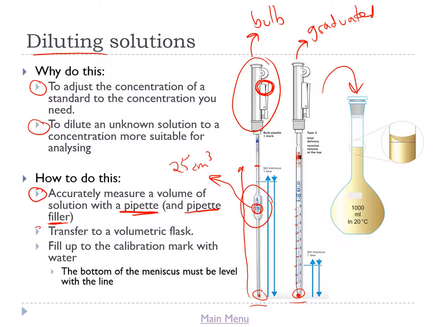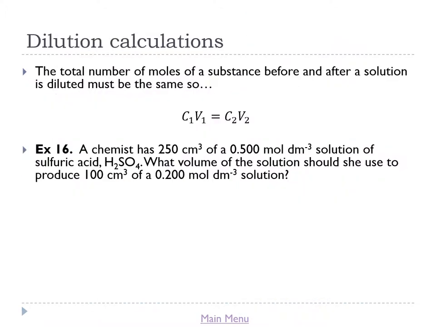Then, once the stuff is in the volumetric flask, you'll fill the volumetric flask up with water up to the calibration mark. Volumetric flasks have a little line about halfway up the neck, and that is when the volume is what it says. So for example, this volumetric flask says the volume is 1,000 milliliters, 1,000 centimeters cubed, but it's only that when the water is up to the calibration mark. Now you need to read these properly. If you look at the solution carefully, you'll see that it's got this little upside down dip, that is called the meniscus. And it only measures the volume accurately when the bottom of the meniscus is exactly in line with the calibration mark.